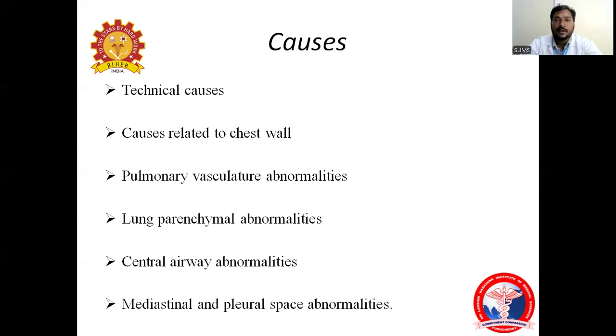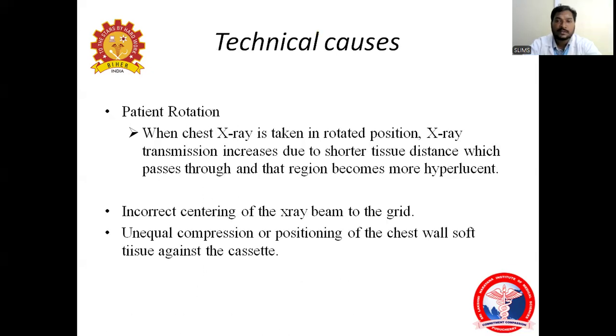The causes of unilateral hypolucent hemithorax include technical causes, causes related to the chest wall, pulmonary vascular abnormalities, lung parenchymal abnormalities, which may be affecting the ipsilateral side or the contralateral side, central airway abnormalities, and mediastinal and pleural space abnormalities. Among these causes, the most common are the technical causes. So, before interpreting any chest radiograph, we have to rule out the technical causes first.